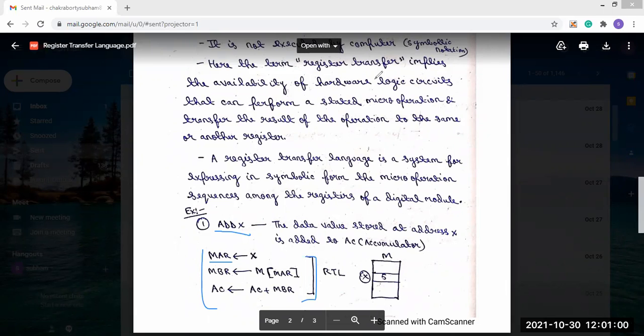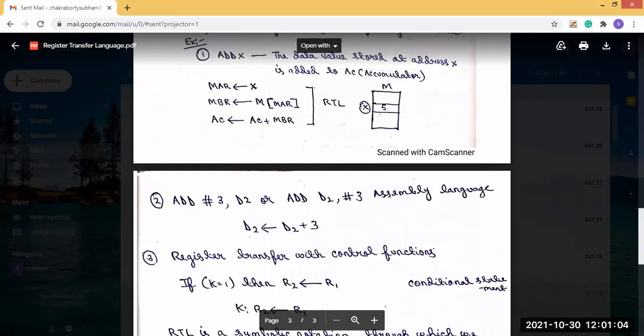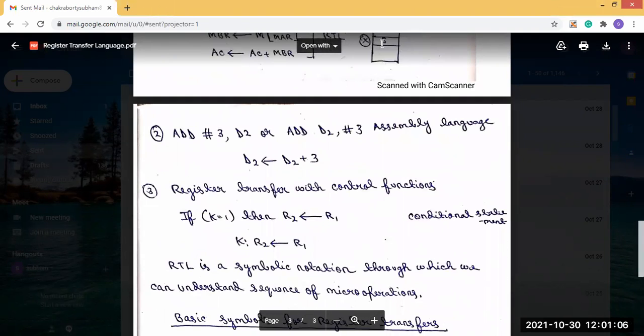So this is the first example. Let's take another example. The command is written as add #3 D2, or it can be written as add D2 #3. What does this mean? It means the data is directly given.